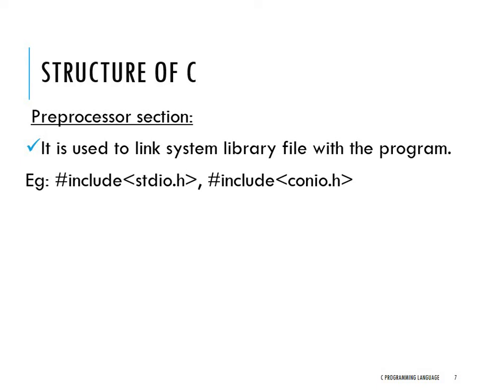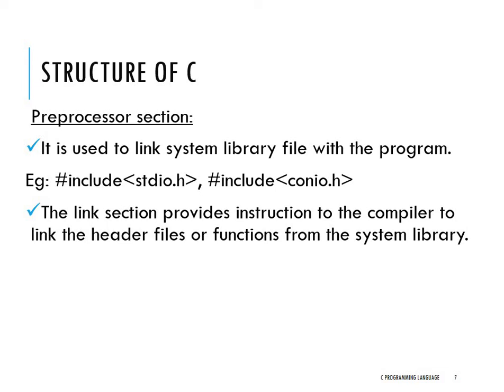For example, #include <stdio.h>: stdio.h is standard input output dot header file. Like that, conio.h is console input output dot header file. These are the system library files which are used to perform operations in the program. This section provides instruction to the compiler to link the header files or functions from the system library.